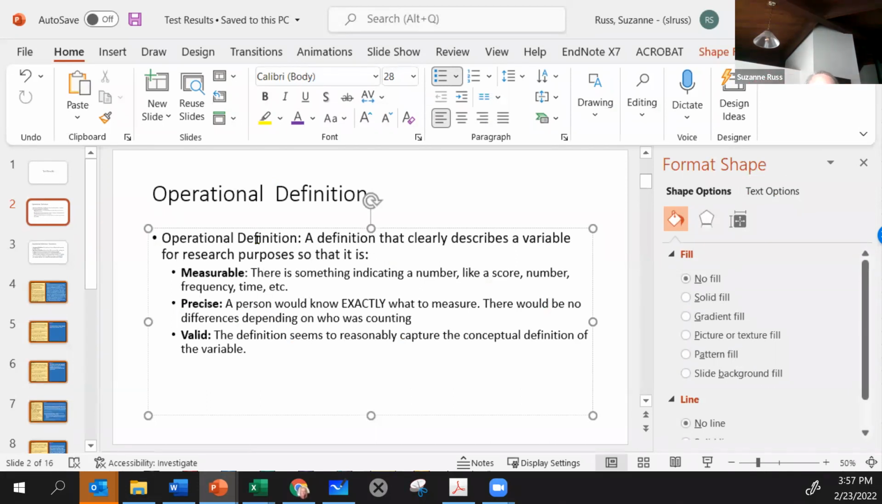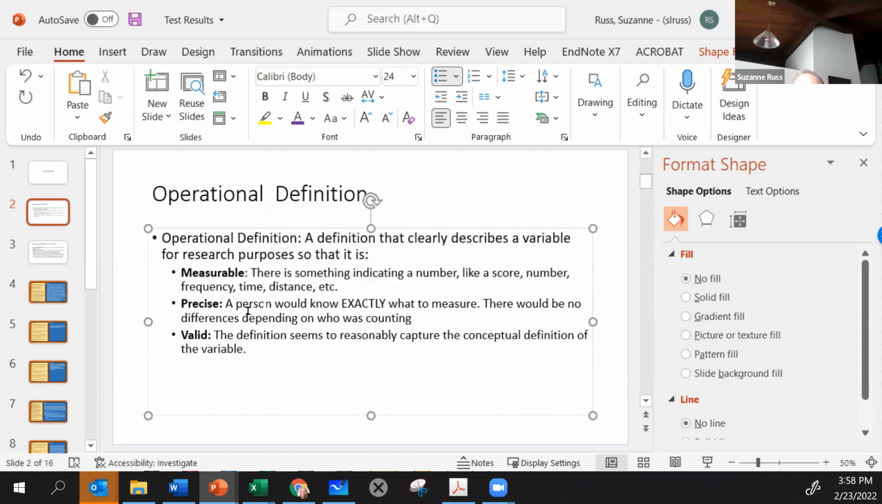And so we want to make sure that it's measurable. So we have to have something indicating what exactly we're going to count. So it might be a number, a score, a frequency, a time, a distance, but something that we can count. So that's the first criterion.